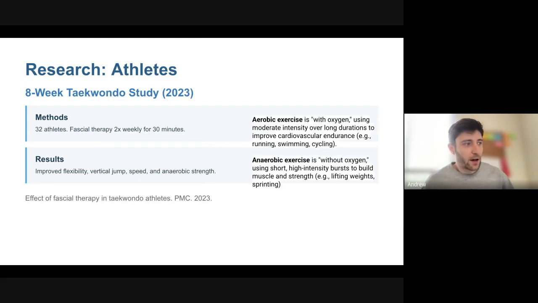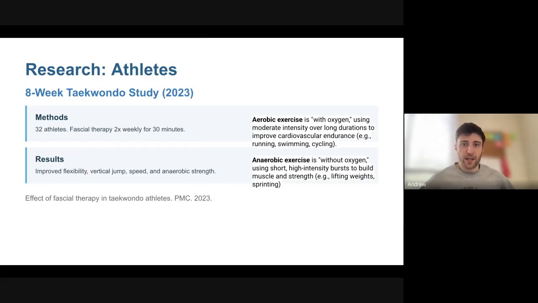Another research article, this is for Taekwondo athletes from 2023 as well. This showed that doing fascial therapy, what they call fascial therapy, which is soft tissue mobilization, improved flexibility, improved vertical jump height, improved the speed and the anaerobic strength of the 32 athletes that they were examining. So again, it's just a stronger justification to say to your physical therapist, hey, there is evidence for this out here. I think I would benefit from it. It shows that you've done your homework.